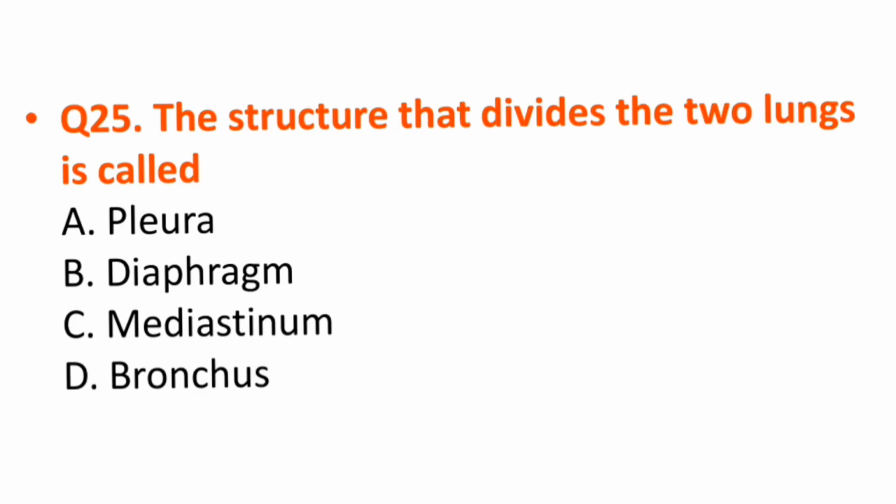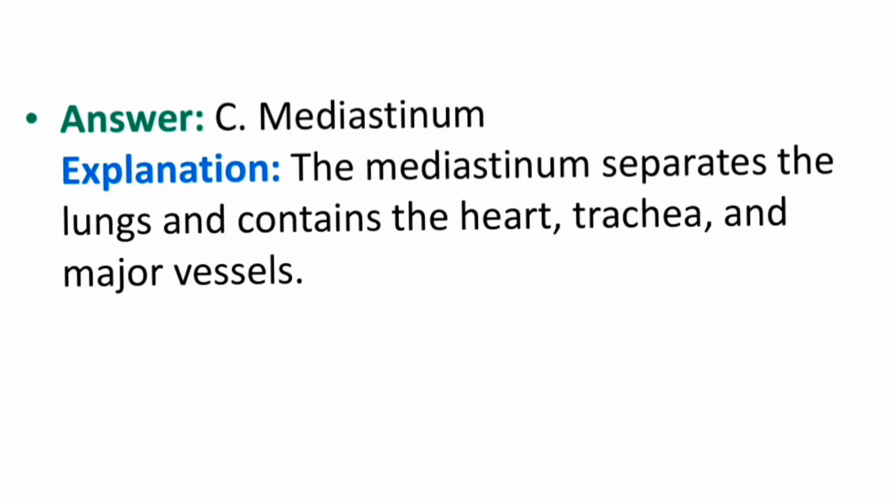The structure that divides the two lungs is called option A pleura, option B diaphragm, option C mediastinum, option D bronchus. The correct answer is option C mediastinum. The mediastinum separates the lungs and contains the heart, trachea, and major vessels.